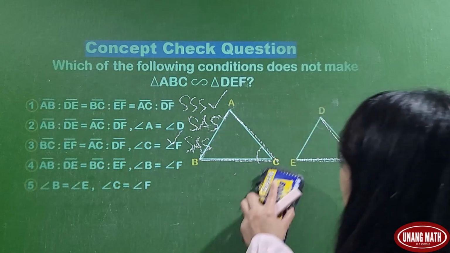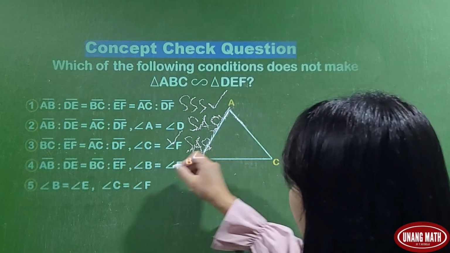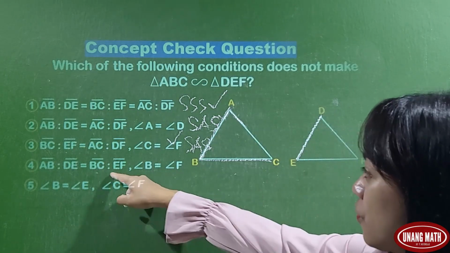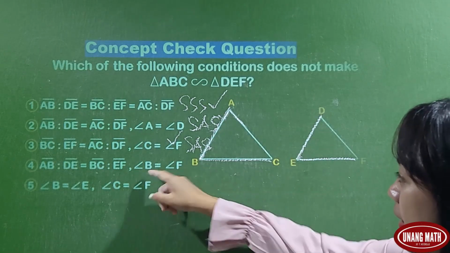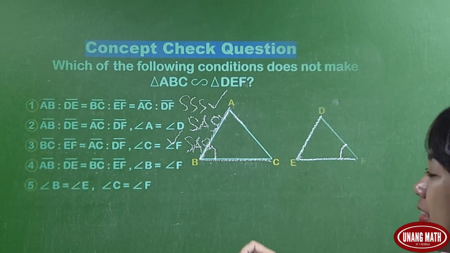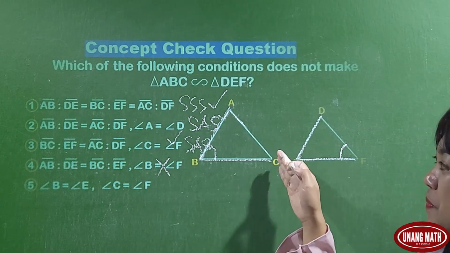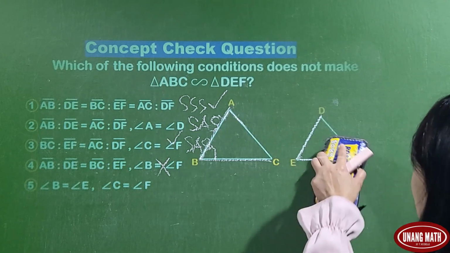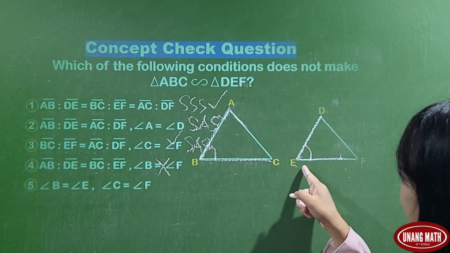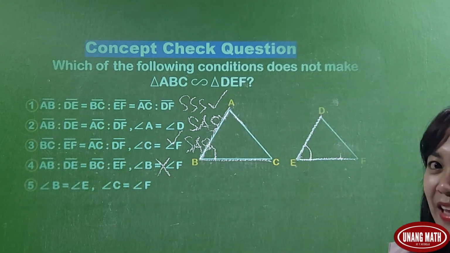Okay, what about number 4? For number 4, AB, or this side, is to DE. BC, or this side, is to EF. And then angle B, or this angle, is equal to angle F. Okay, this is not correct. For these two triangles to be similar figures, the angle for this triangle should be this angle E and not angle F. That's why number 4 is incorrect.